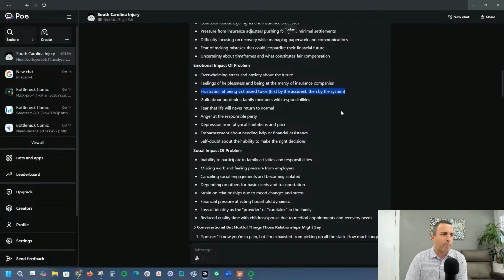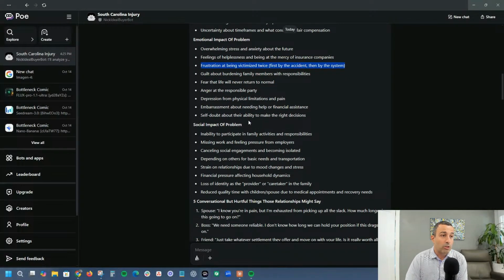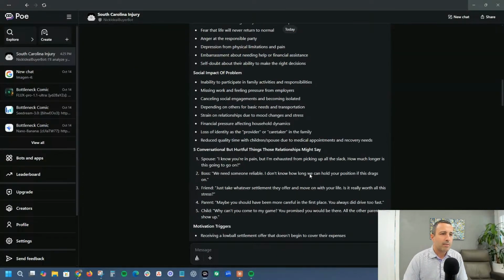Now that you have this information, I think it's pretty spot on so far. Depression from physical limitations and pain, self-doubt about their ability. Okay, social impact of the problem: inability to participate in family activities and responsibilities, missing work and feeling pressure from employers, canceling social engagements and becoming isolated, financial pressure affecting household dynamics, loss of identity as the provider or caretaker in the family.